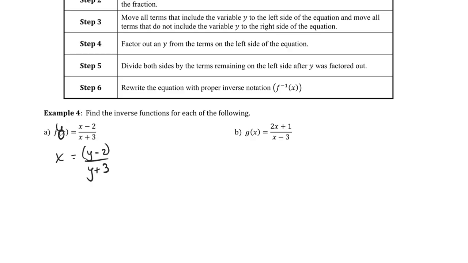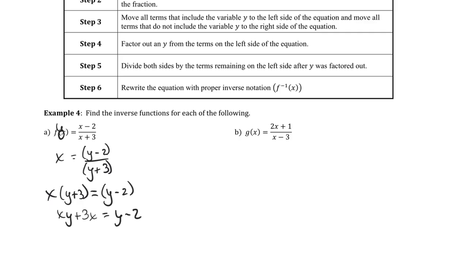So let's go ahead and put parentheses around those, because parentheses are like curtains. They hide them from us. And now I have just a single term in the denominator, so I can multiply both sides by y plus 3. Well, I don't put it on the other side because I know that it's going to go away. And then we're going to distribute: xy plus 3x equals y minus 2.